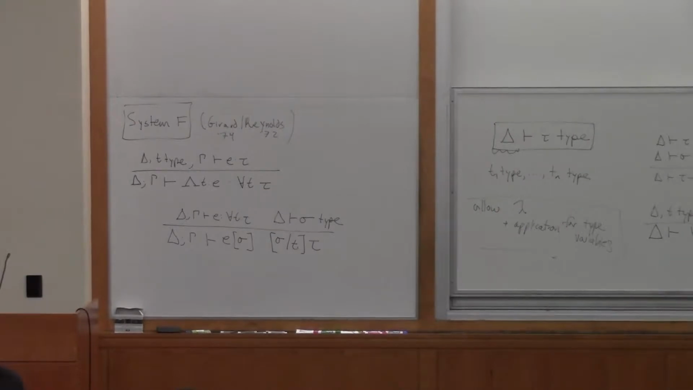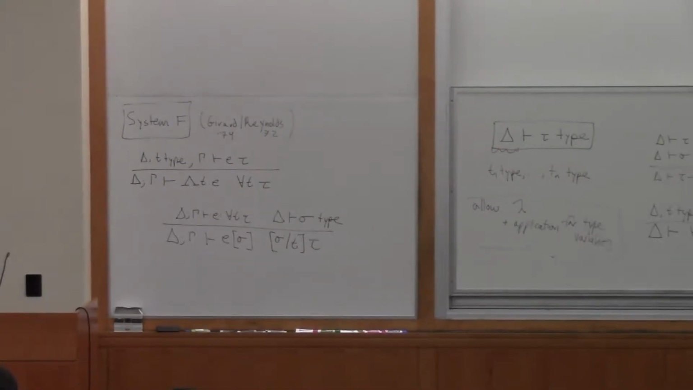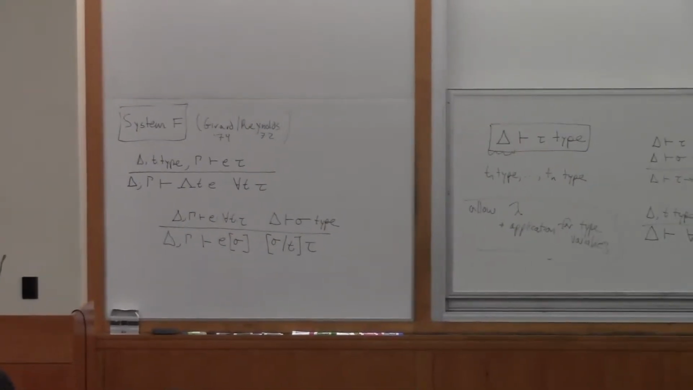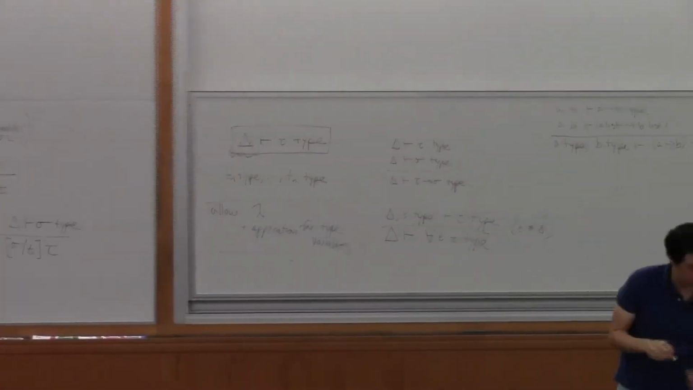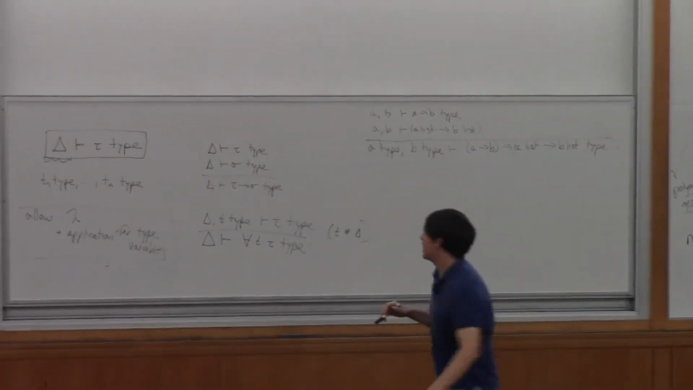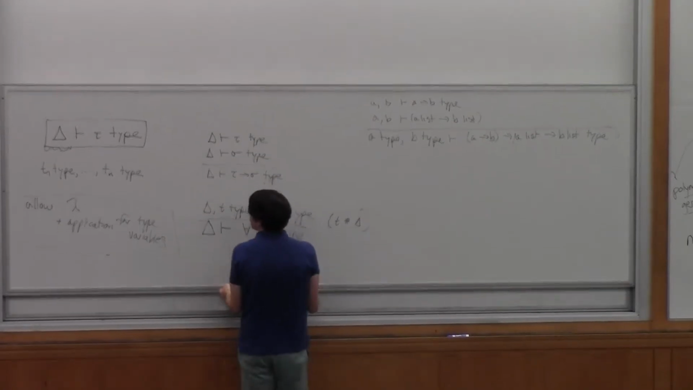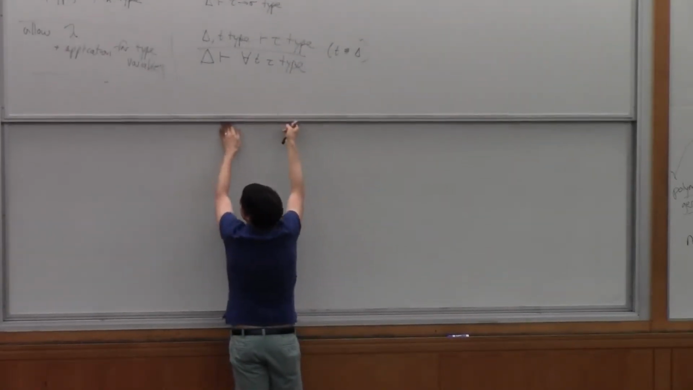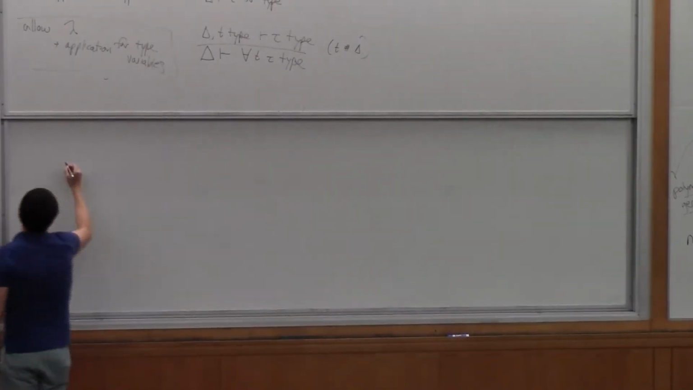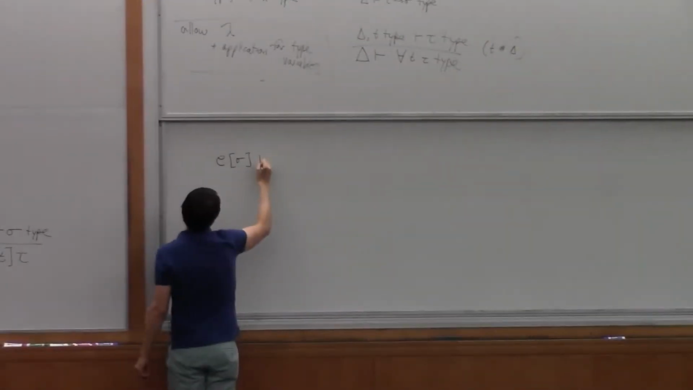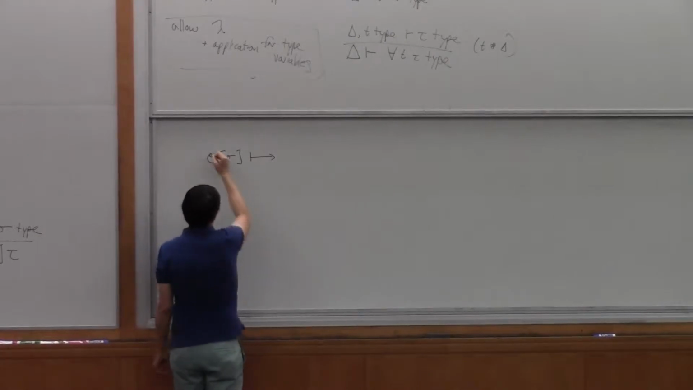Okay, good? Questions on that notation? Okay. So now, what are the dynamics? Well, they're actually pretty easy. So suppose I have a type application like that. How should it step?